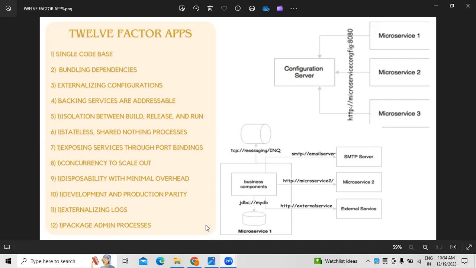So this is also one of the important points we have to focus on, especially when we are working on microservices. The next thing is externalizing logs.